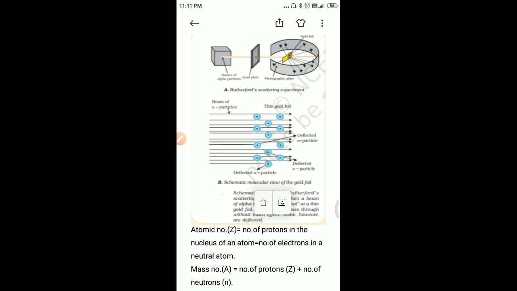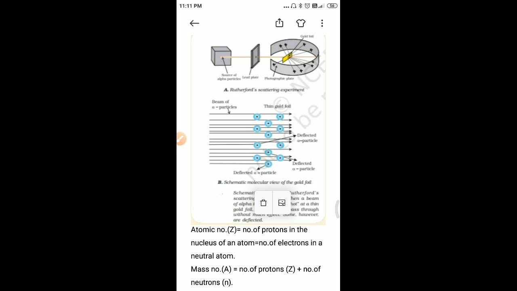So another major serious drawback of the Rutherford nuclear atomic model is that it says nothing about the distribution of the electrons around the nucleus and the energies of these electrons.